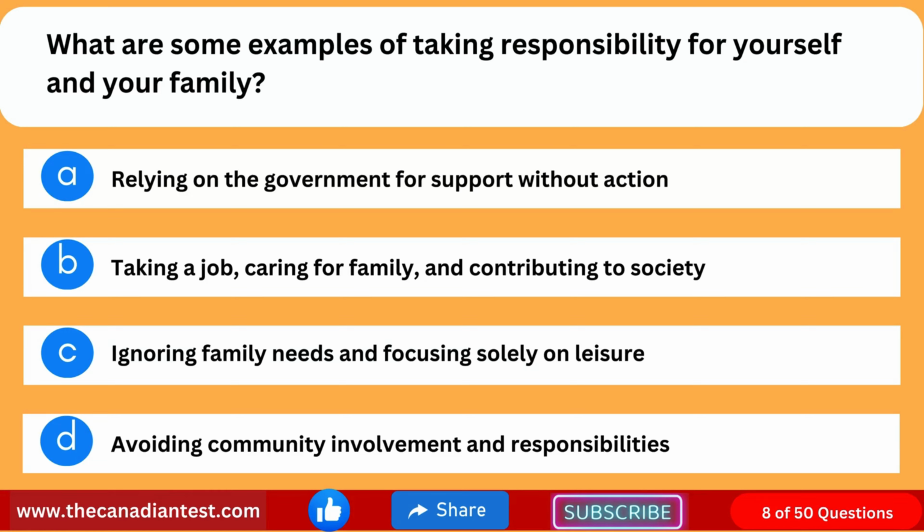What are some examples of taking responsibility for yourself and your family? Option A, relying on the government for support without action. Option B, taking a job, caring for family, and contributing to society. Option C, ignoring family needs and focusing solely on leisure. Option D, avoiding community involvement and responsibilities.